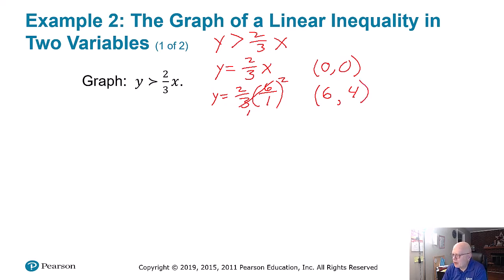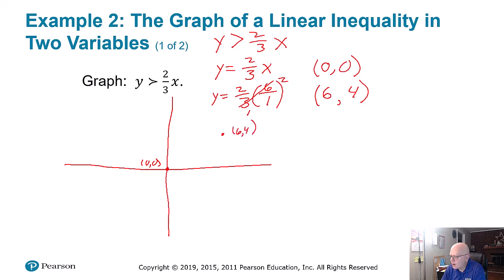Okay, I'm ready to roll. So here is my graph. I've got a point for my line at 0, 0. I've got a point about 6, 4 up here. This is 0, 0, and this is 6, 4.